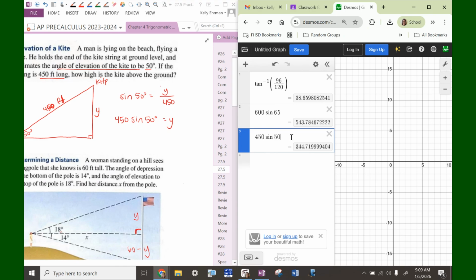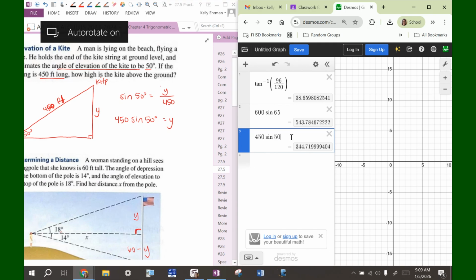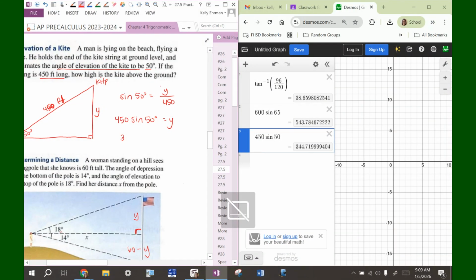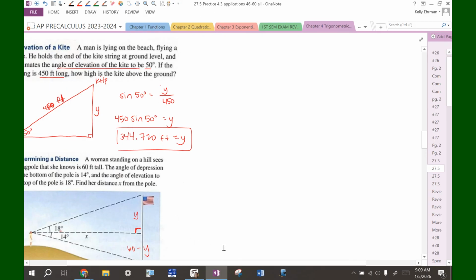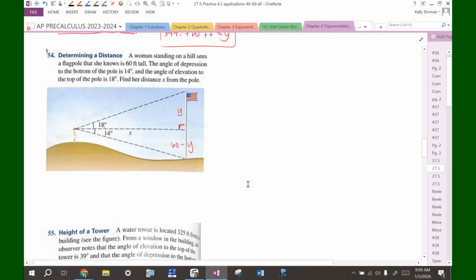So that's 344 point. This would round to 720, and we're talking feet. All right. Oh, wait. No, yeah, that's fine. Sorry. Okay. This problem, I meant to erase this here.